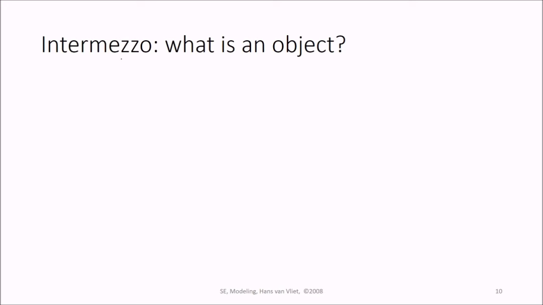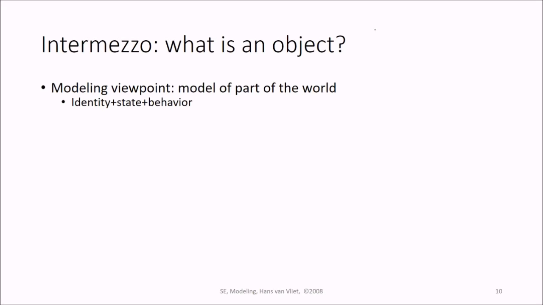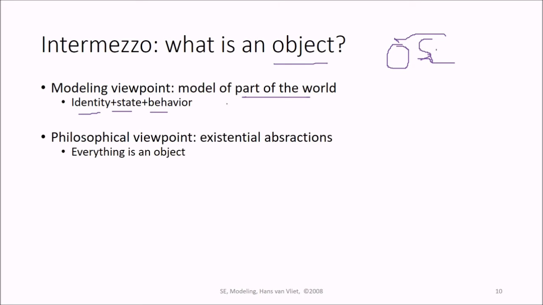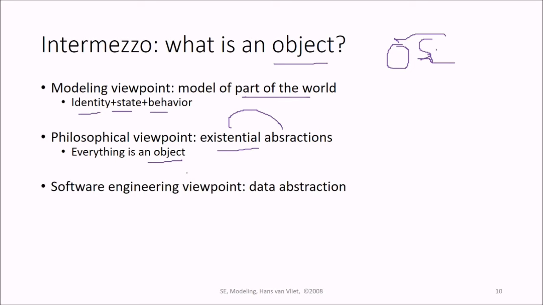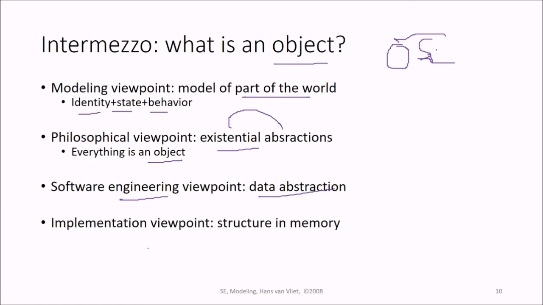So what is an object? When we are talking about object-oriented programming, we need to first find out the object. So modeling viewpoint is we model a part of the world. So identity, state plus behavior. First identity, then its state, then its behavior. Philosophical view, what an object is, it is an existential abstraction. Everything can be regarded as an object. What is a software engineering viewpoint? Software engineering viewpoint is, this is a data abstraction. While the implementation viewpoint is, this is some structure in the memory. So this is an object. But formal viewpoint says that it is a state machine.